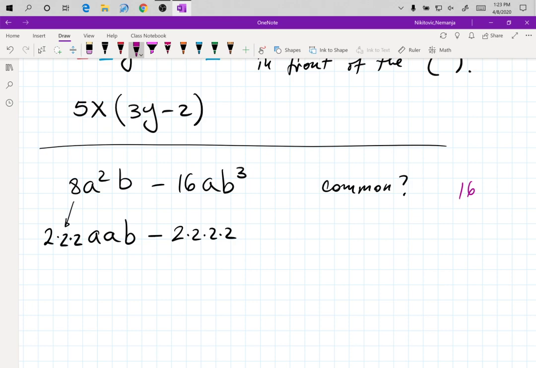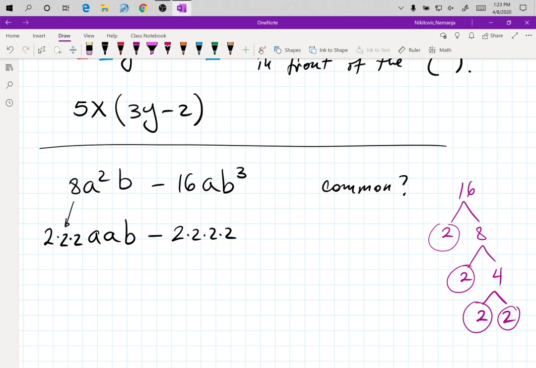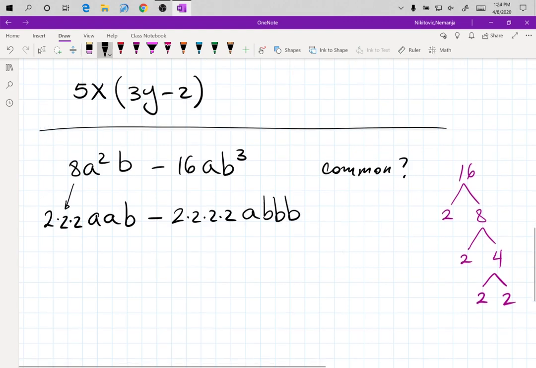16 is even, so I can divide it by 2. So 16 divided by 2 is 8. 8 is even, I can divide it by 2. So 8 divided by 2 is 4. 4 is even, it can be divided by 2, and we get a 2. So what is at the end branches? We have a 2, 2, 2, and 2. There they are, 4 2's for 16. All right, cool. Now what else is there? So that's 16 broken apart. Then I have 1 A and 3 B's.